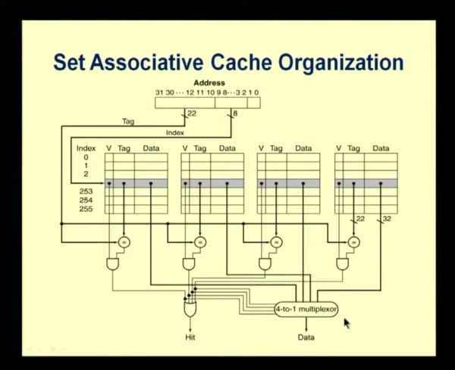So, you have a 4:1 multiplexer to take the data from one of these particular blocks, and that will be your data. Okay. So, this is basically how your n-way set associative cache will be organized. Okay. So, we looked at organization of the cache, we looked at how the placement is done with respect to fully associative and set associative.